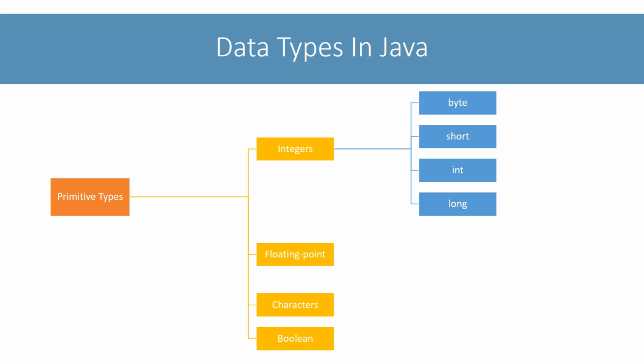The floating point group represents the fractional numbers like the percentage column of our student result sheet example. The data types in this group are float and double. The characters group represents the characters like the name of students in our student result sheet example. There is only one data type present in this group, char.